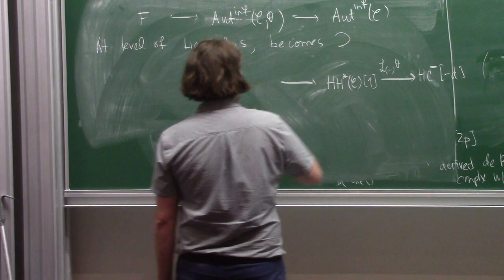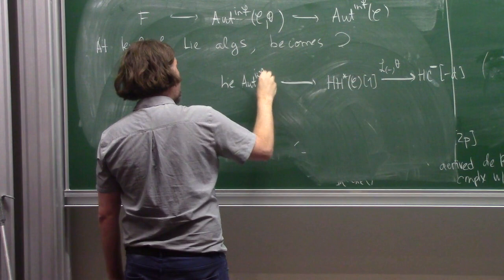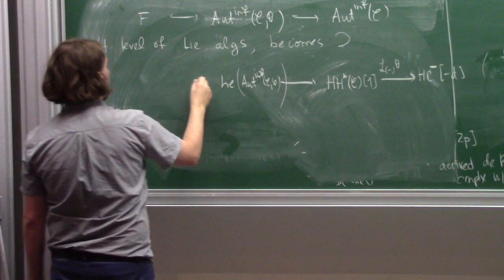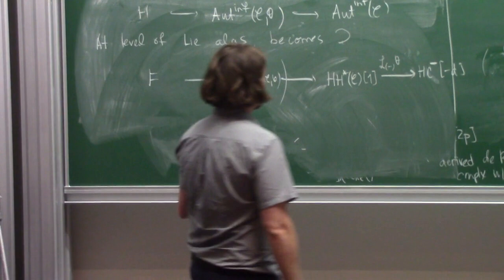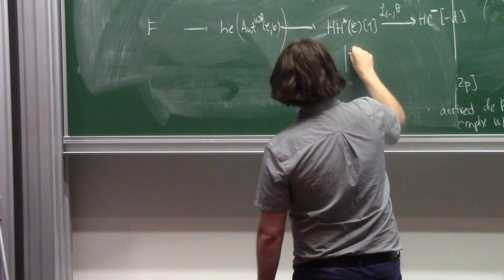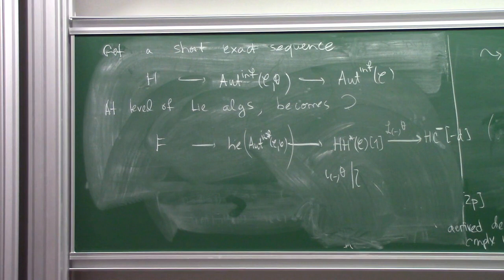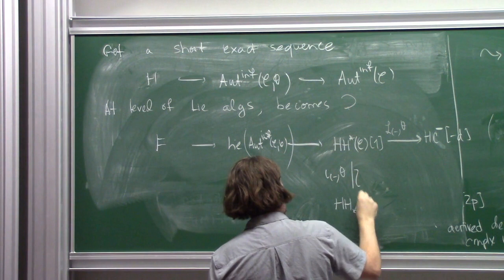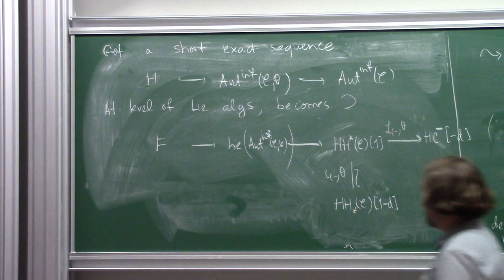I have the Lie algebra I'm trying to understand, which is these infinitesimal automorphisms stabilizing. Call it H, this is some fiber F. But I have some additional things that I know. So I can contract against my volume form. And by the non-degeneracy of the Calabi-Yau form, this is going to identify with Hochschild chains shifted by 1 minus d.